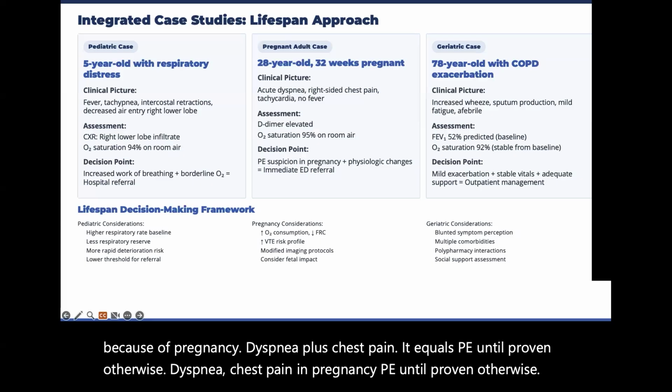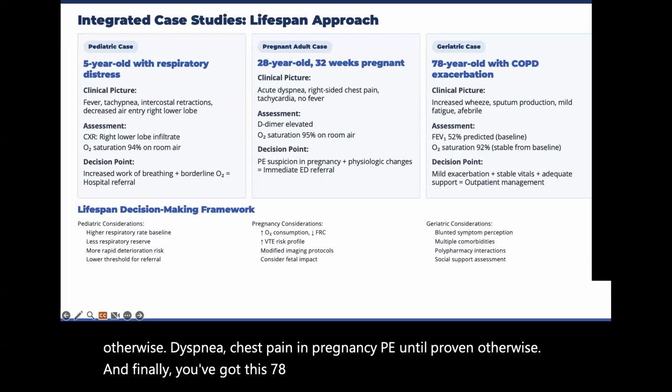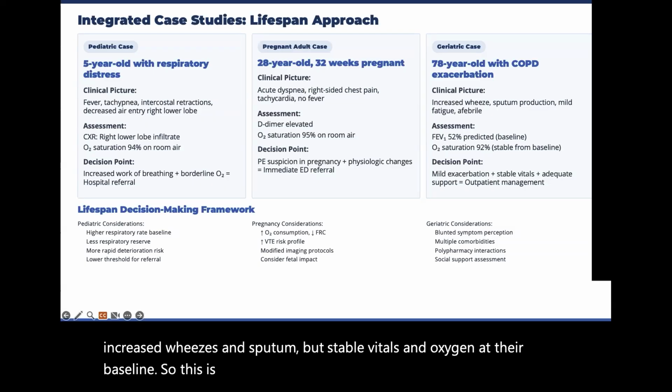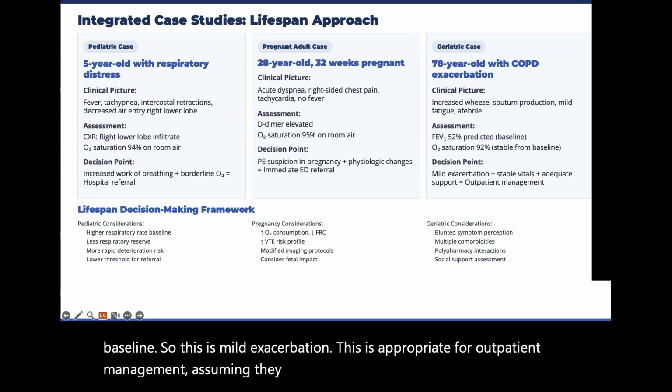And finally, you've got this 78-year-old with COPD who presents with mildly increased wheezes and sputum, but stable vitals and oxygen at their baseline. So this is a mild exacerbation. This is appropriate for outpatient management, assuming they have reliable support and access to follow-up care.